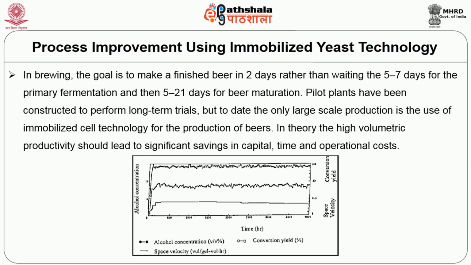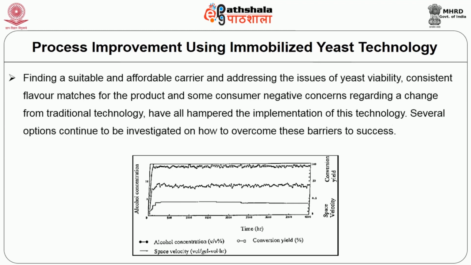Pilot plants have been constructed to perform long-term trials, but to date, the only large-scale production is the use of immobilized cell technology for the production of beers. In theory, the high volumetric productivity should lead to significant savings in capital, time and operational costs. However, finding a suitable and affordable carrier and addressing the issues of yeast viability, consistent flavor matches for the product and some consumer negative concerns regarding a change from traditional technology have all hampered the implementation of this technology. Several options continue to be investigated on how to overcome these barriers to success.